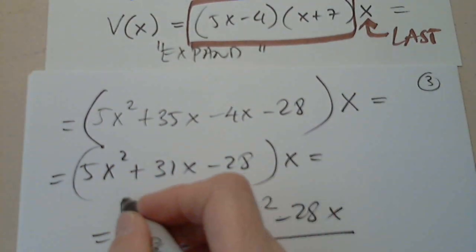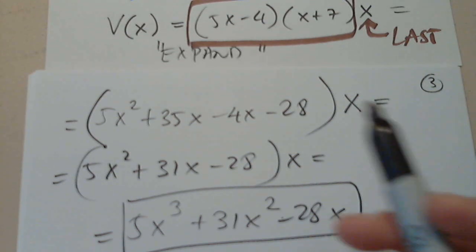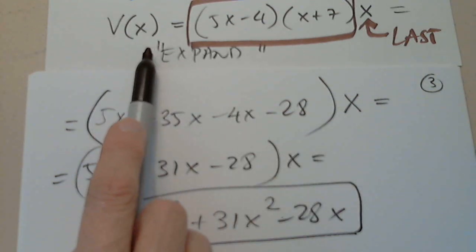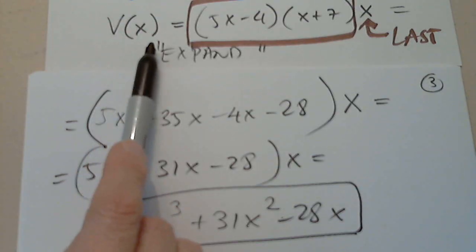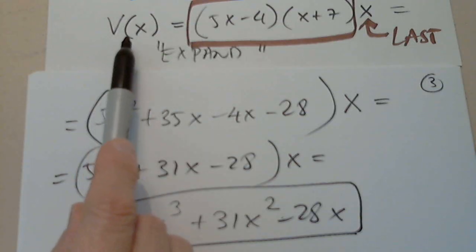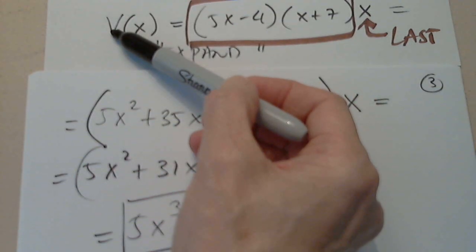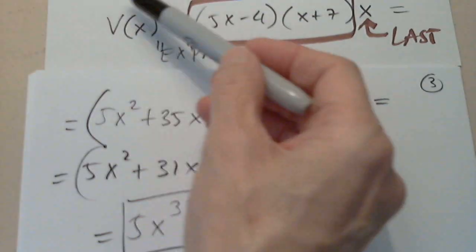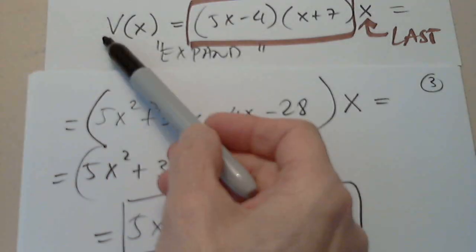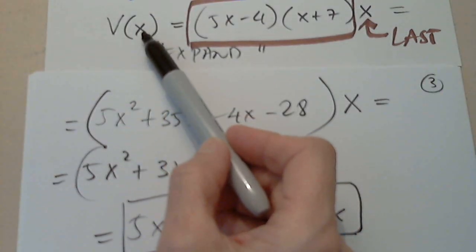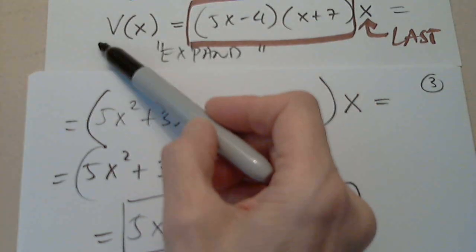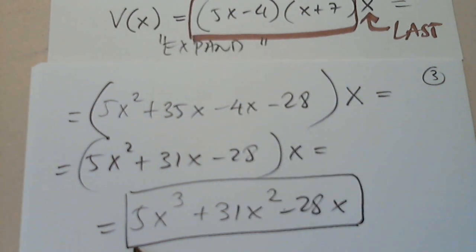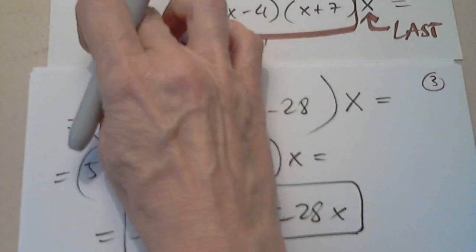What does this represent? This is the function called V of x. I know you'll still hear some say V parentheses x, V times x. No, no, no, no. V of x. V is the dependent variable, x is the independent variable. This says the name of this expression is V, and the variable you're going to see in it is x, and some numbers and some operations. So V of x is 5x cubed plus 31x squared minus 28x. What does it represent? It represents the volume of this box.